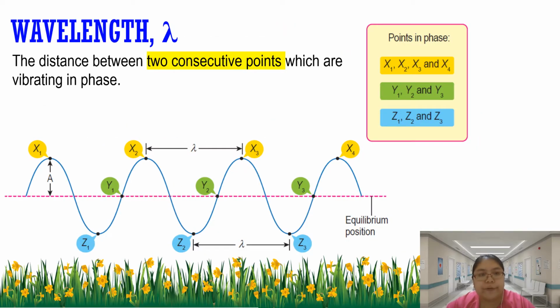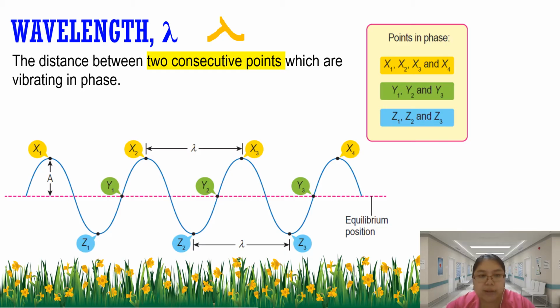Okay, let's see the first one, wavelength. The symbol for wavelength, make sure you know how to write it, we call lambda. Now the definition: the distance between two consecutive points. I already highlighted the words consecutive points. Consecutive means berturut-turut.